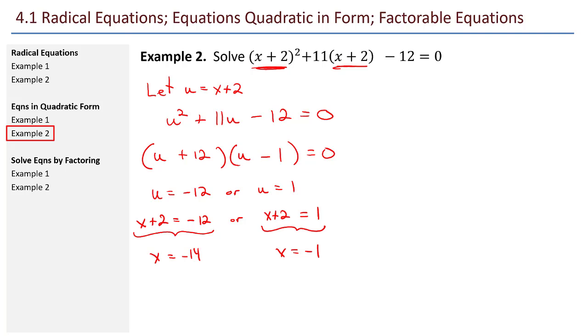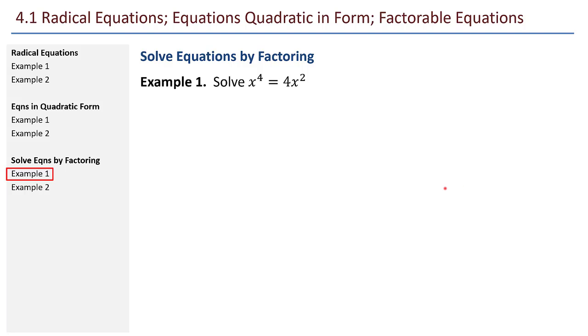Now, these two numbers, the negative 14 and the negative 1, are legitimately the solutions to the original equation. I don't really need to worry about extraneous solutions when I'm not working with square roots. So that's okay. We'll leave it here and say these are our two solutions.